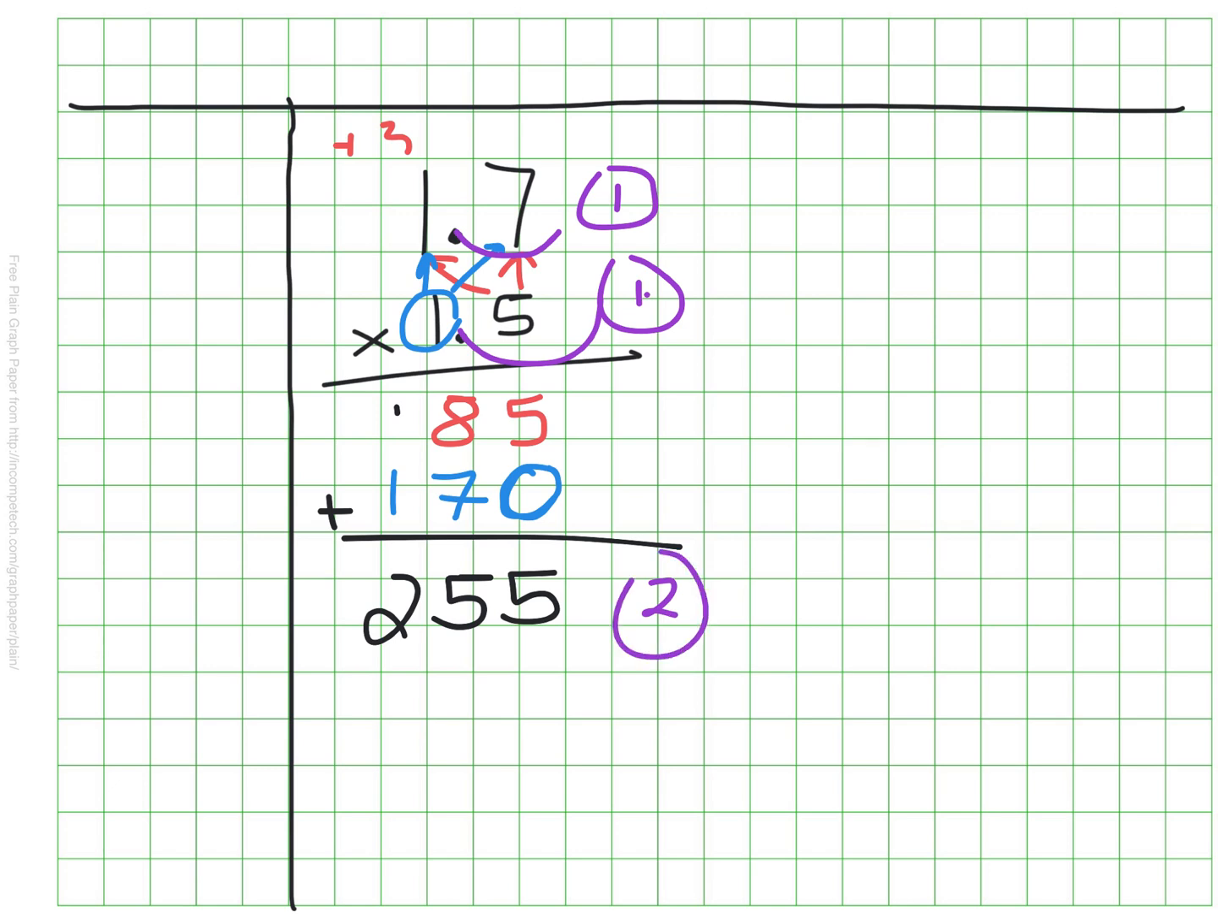So I'm going to start on the left. I'm going to go once, twice. My answer should be 2 and 55 hundredths. That's much more reasonable. We're going to practice this a lot in class, of course, but let's just do one more practice where you try it, and then we'll see how you do.